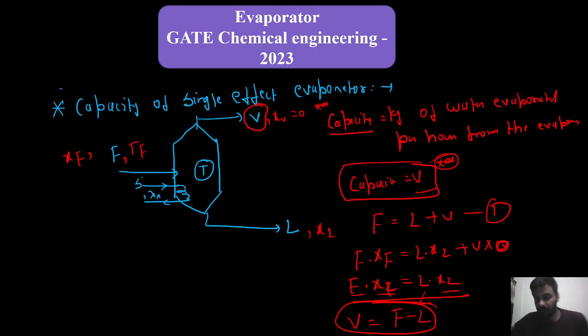I hope I have tried my best to help you understand all these concepts of material balance and energy balance for the single effect evaporator. In the next lecture, I will be dealing with the effect of boiling point elevation on the capacity as well as the steam economy of a single effect evaporator. And next, I will deal with the multiple effect evaporator and compare its capacity and economy with those of the single effect evaporator. Thank you and all the best.